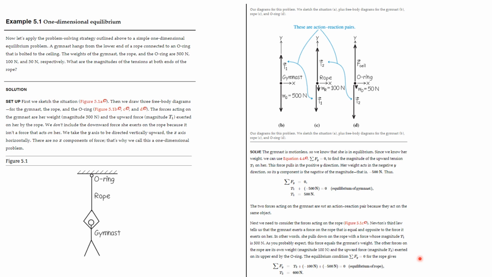And so when we say that those have to equal 0, the summation in the y direction is T2 minus 100, and then it is also minus 500, which we found from up here, and that's equal to 0. That means that T2 is equal to 600 newtons. So that's a good example for us to do about the equilibriums.